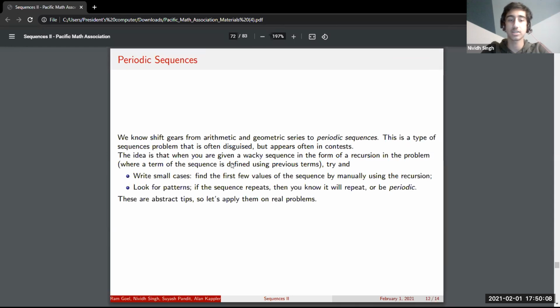So these are abstract tips, and it might not be too clear right now. So let's go into a real problem and see how this works.